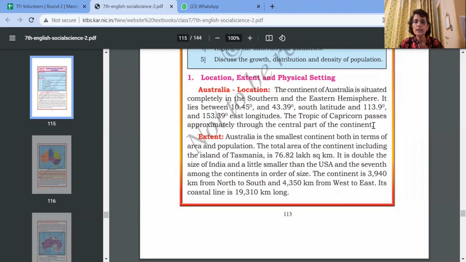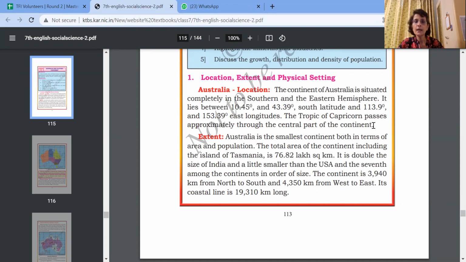Second point is the total area of the continent, including the island of Tasmania, is 76.82 lakh square kilometers. So there is this big continent called Australia. At its right hand corner there is a small island, that's called Tasmania. That is also a part of Australia. So basically it is double the size of India, and it is a little smaller than USA.